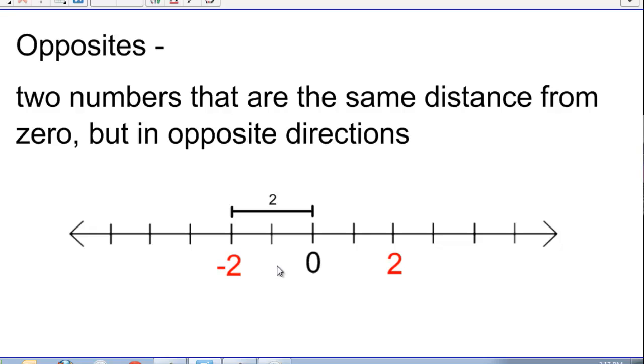And opposites come in pairs. It's just any two numbers that are the same distance from 0 but in opposite directions. So 4 and negative 4, 1 and negative 1, 100 and negative 100. Those are all opposite pairs of each other. They're all the same distance from 0 but in opposite directions.